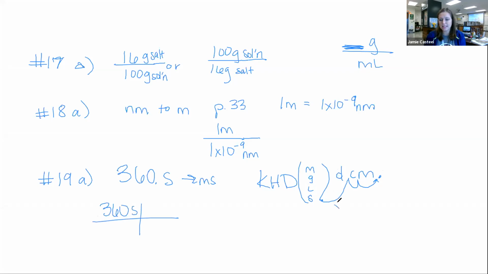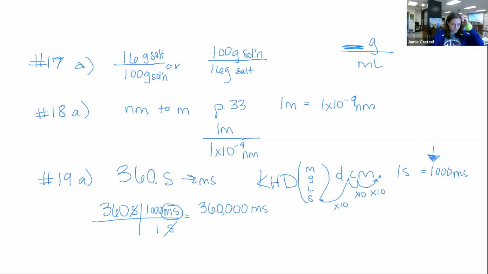So remember, this is 10 × 10 × 10. So that means that there are 1,000 milliseconds in 1 second. This becomes my conversion factor. I have to put seconds on the bottom, so they'll cancel. And then I just plug in the values I've figured out. Again, we're just multiplying by 1,000, so I'm going to move that decimal 3 points over. And I'm going to put my new unit that's left. Okay?